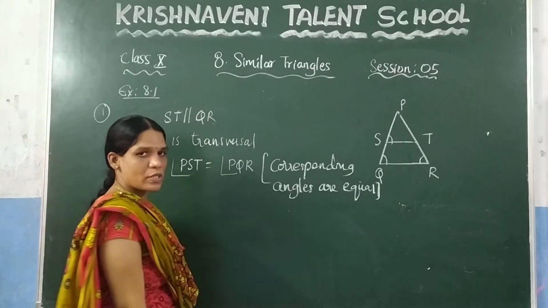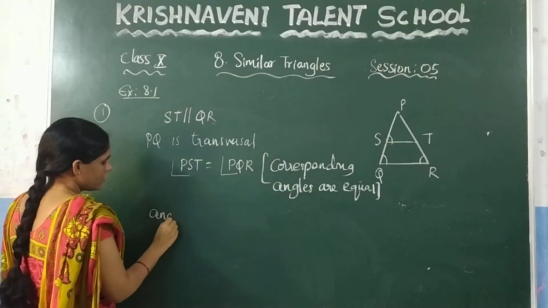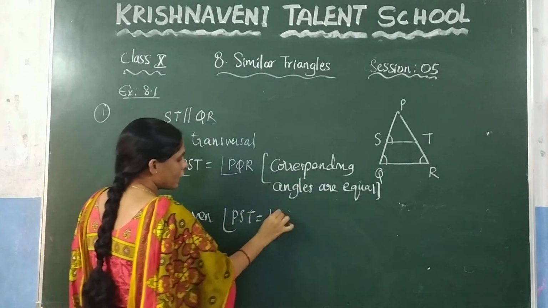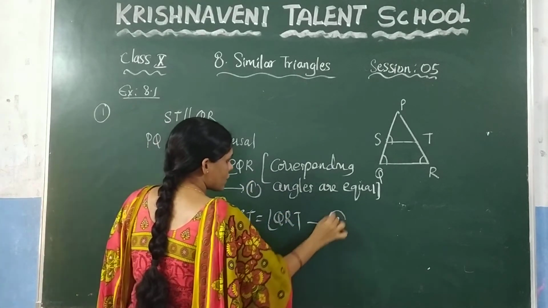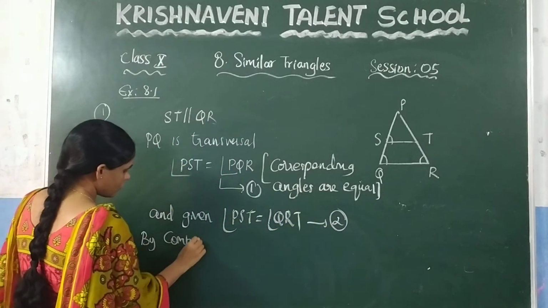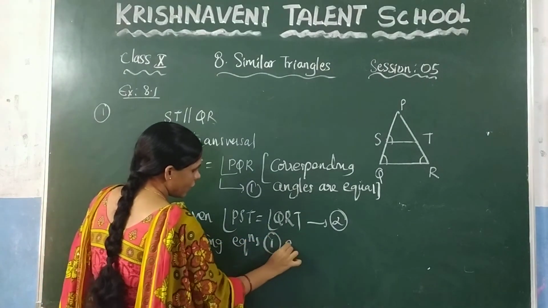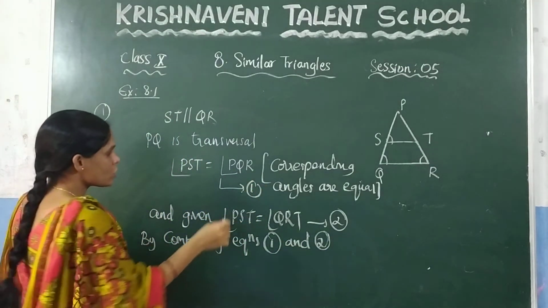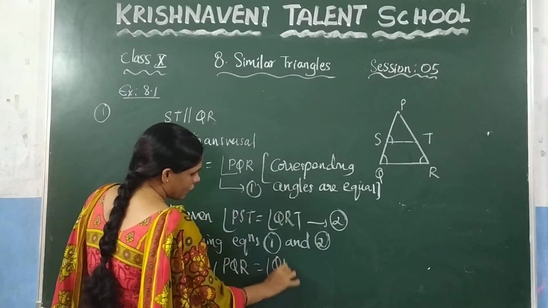But what we have been given in the question is that these two angles are equal. So write it here: given, angle PST is equal to angle QRT. Right? Now let us consider this as equation 1 and this as equation 2. So by comparing equations 1 and 2, since the LHS parts are equal, you can equate the RHS parts. So you will get angle PQR is equal to angle QRT.